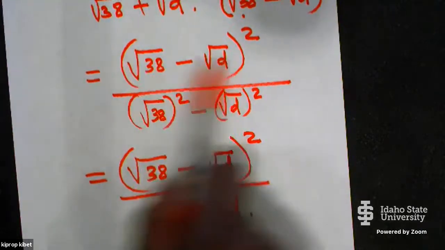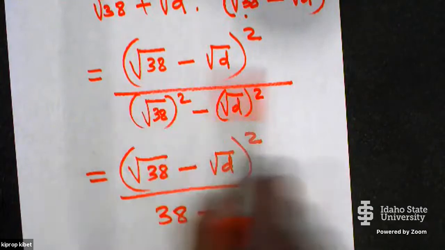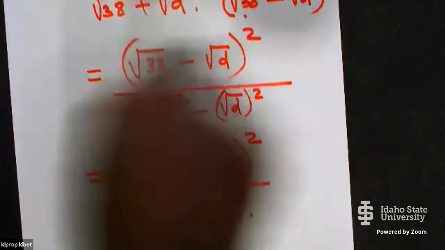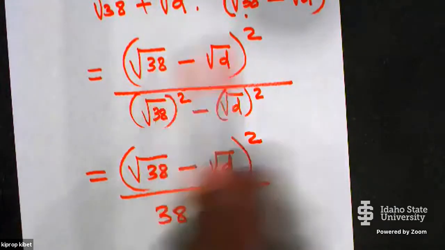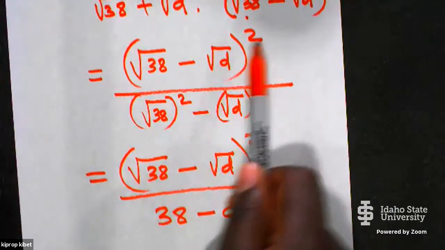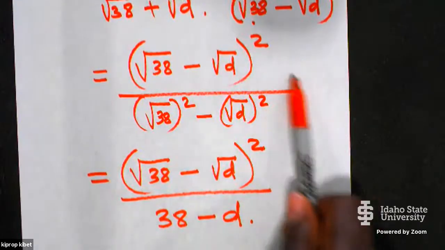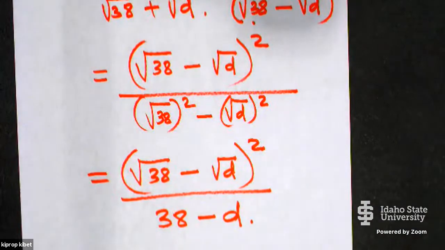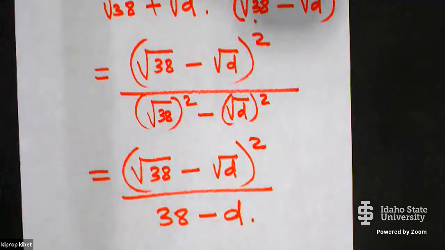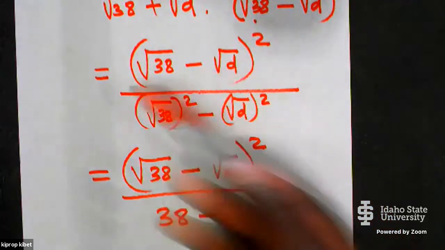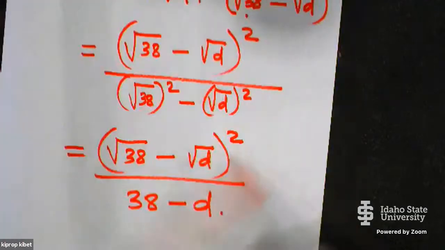There is a minus here, and you need to expand like this. So when you expand that one, of course it will be 38 minus 2 root of 38 root of d plus d. But you can leave it like this, by putting the square there.